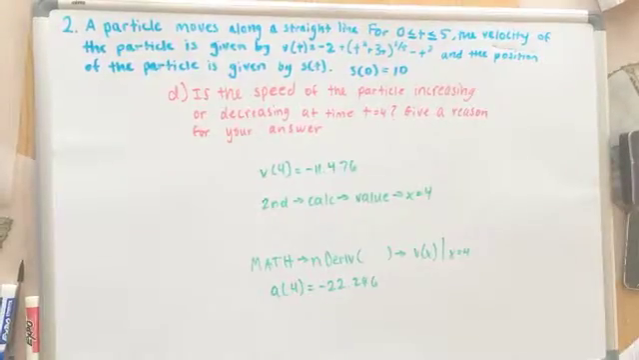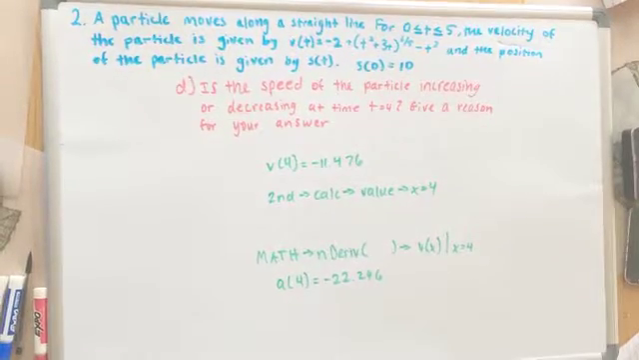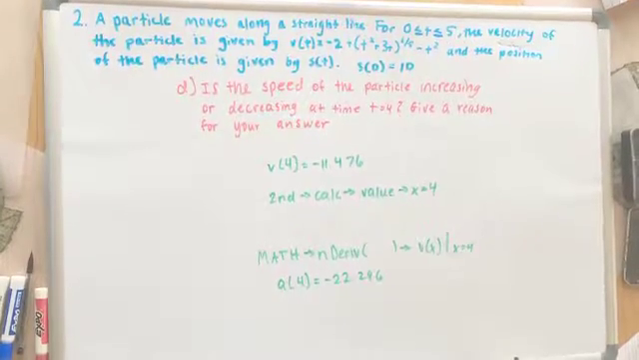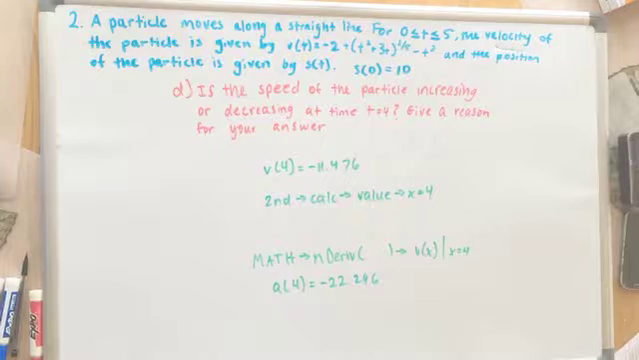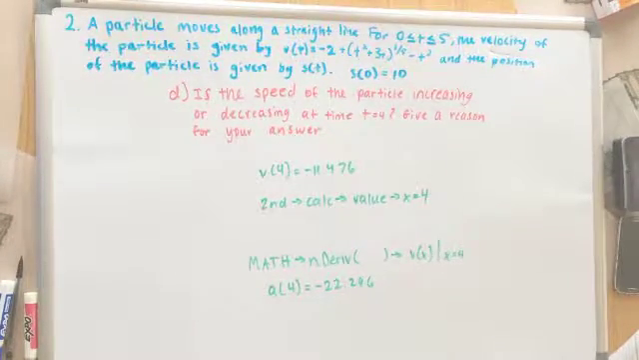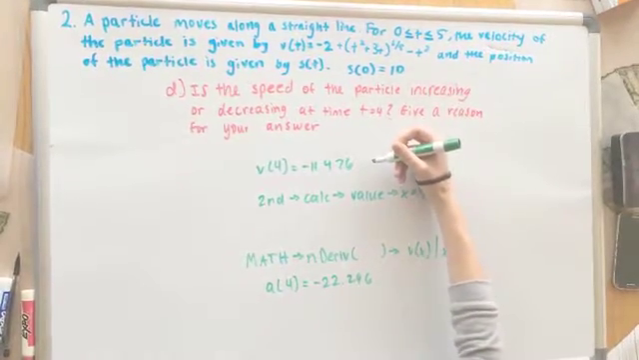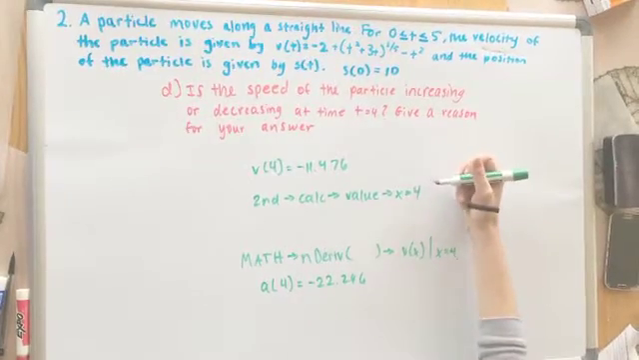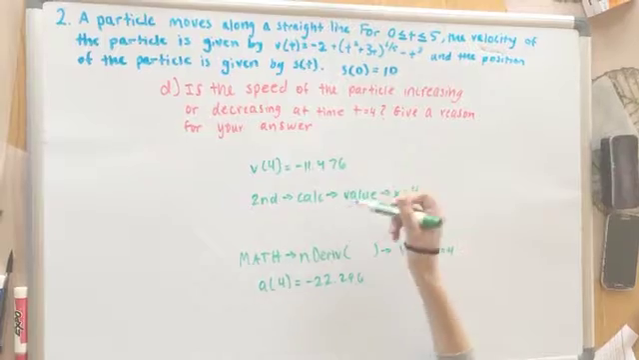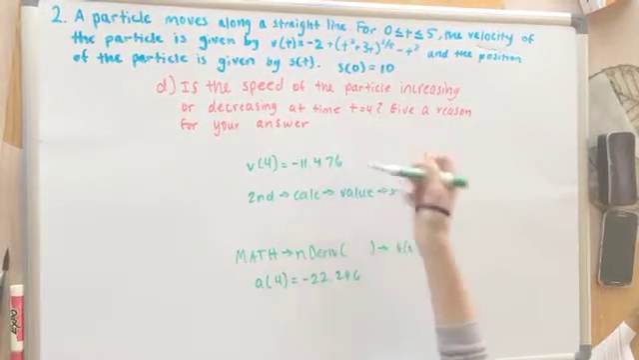Part D says, is the speed of the particle increasing or decreasing at time t equals 4? Give a reason for your answer. So to find if the speed is increasing or decreasing at t equals 4, we need to compare the signs of the velocity and acceleration. If their signs are the same, the speed increases, and if they're different, the speed is decreasing. So v of 4 equals negative 11.476, and you get this from the calculator. You can graph the velocity function from the original problem and then go to second calc, value, and then plug in x equals 4 to find this y value.